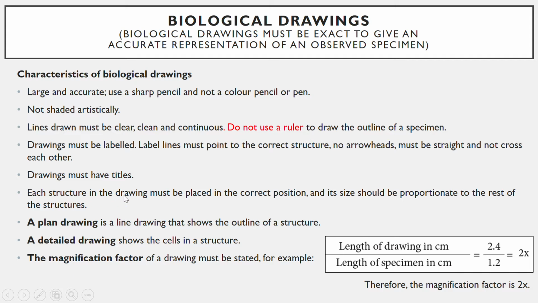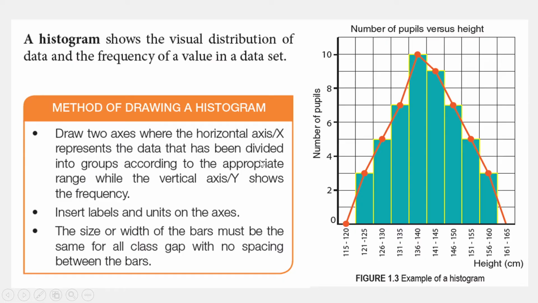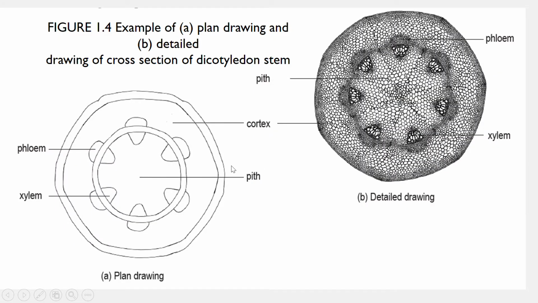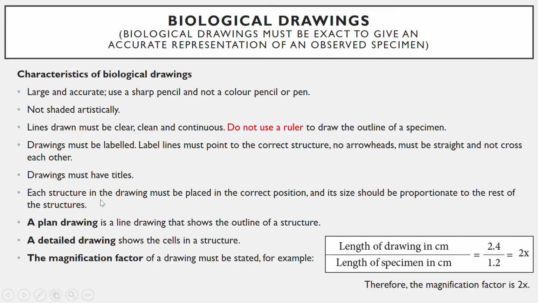So each structure in the drawing must be placed in the correct position. Its size should be appropriate to the rest of the structure. Okay, posisi betul. Maksudnya, you see that the phloem is at the outer. Okay, xylem is inner. Okay, and you have the cambium over here. So posisi mesti betul. And then the size should be appropriate, proportionate.